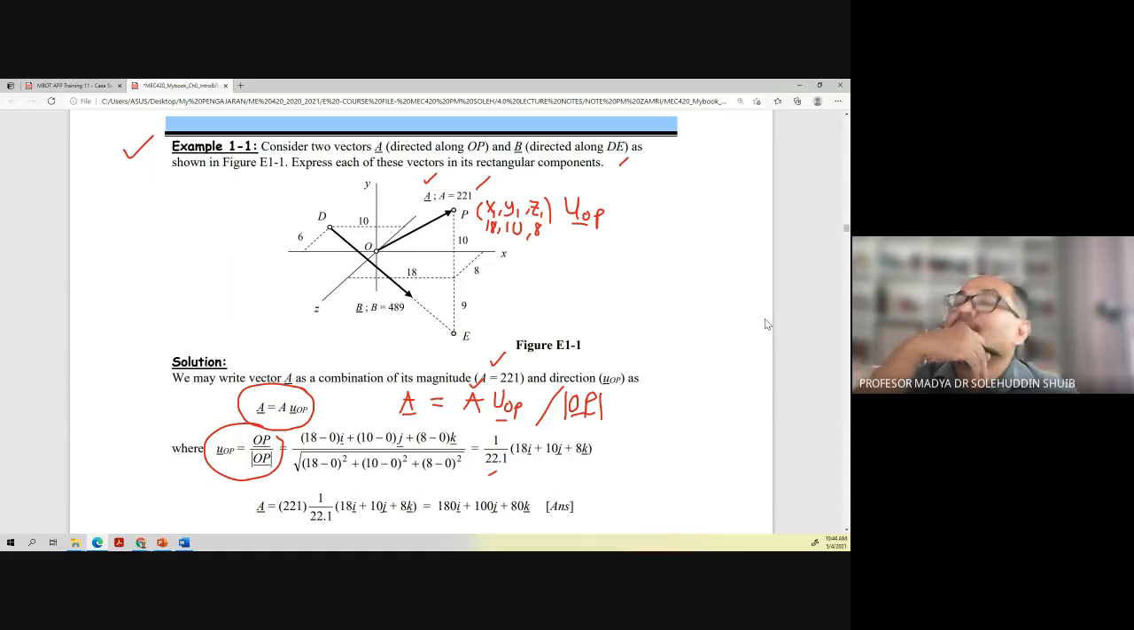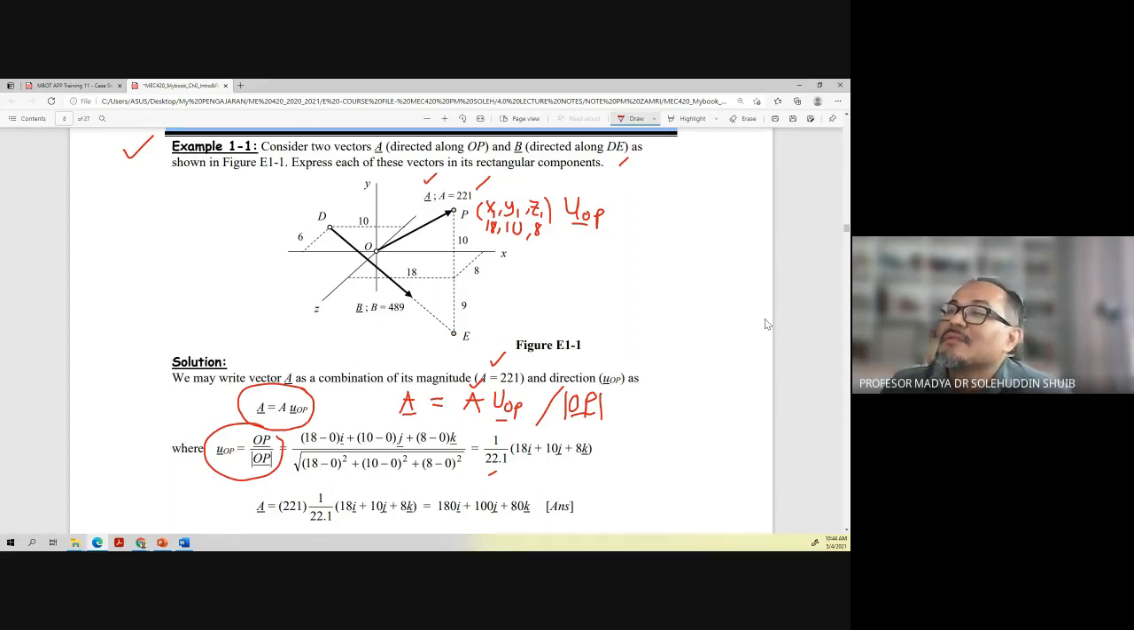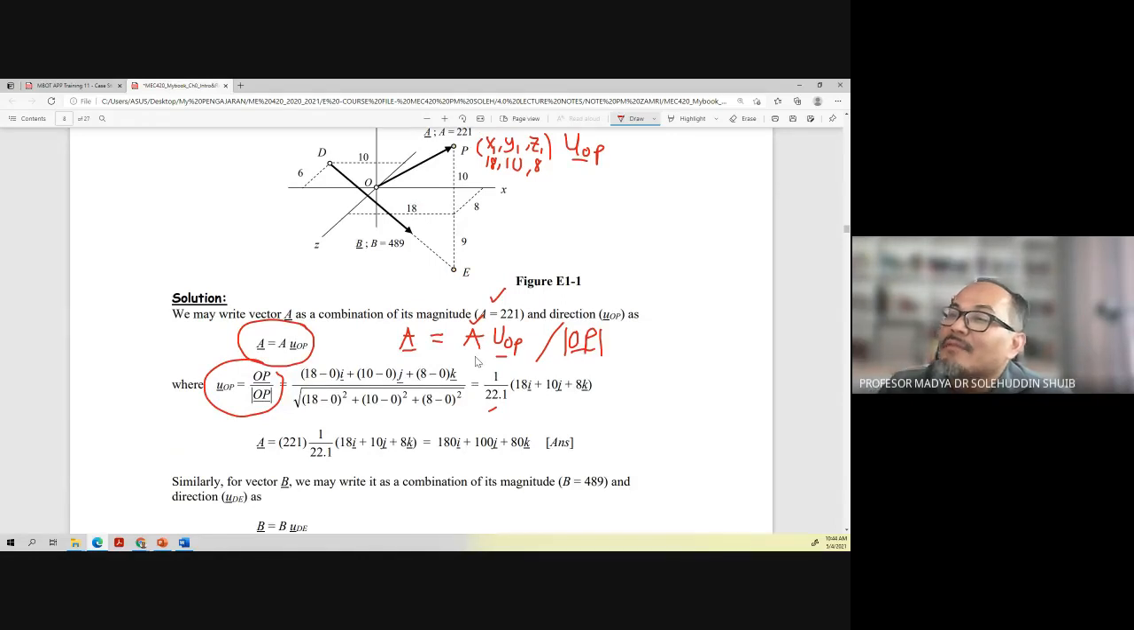Did we finish yet? We didn't finish yet, right? Because you need to solve for the value of vector A. So now we want to find vector A. For vector A, you have to multiply the magnitude times the unit vector. So you proceed with what you have obtained just now.